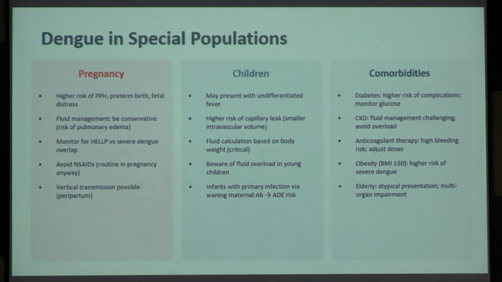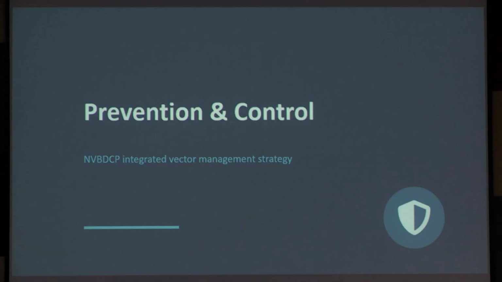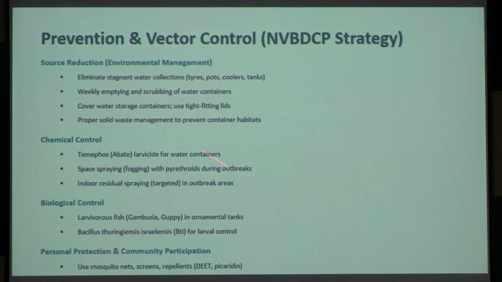In case of comorbidities, just like in case of other infections, diabetes, chronic kidney disease, and obesity are the risk factors. In these populations, the dengue may become severe. So these are your community medicine slides. I am not going into details, right? So NBBDCP, prevention and vector-borne control. I am not going to discuss this.